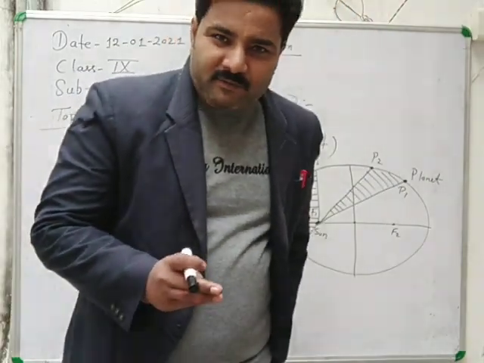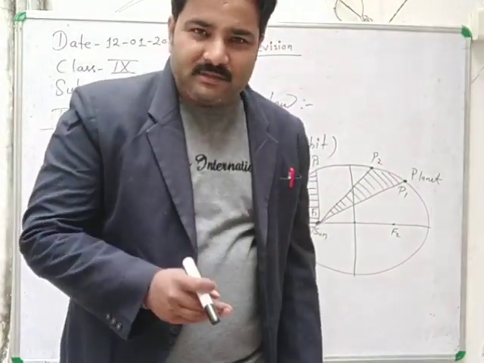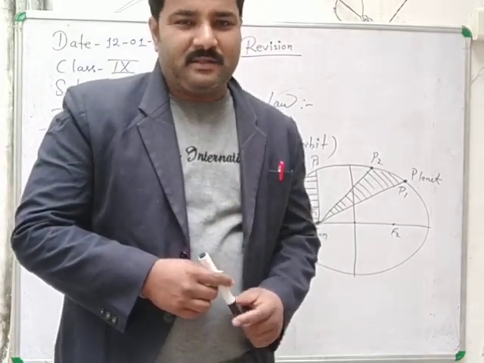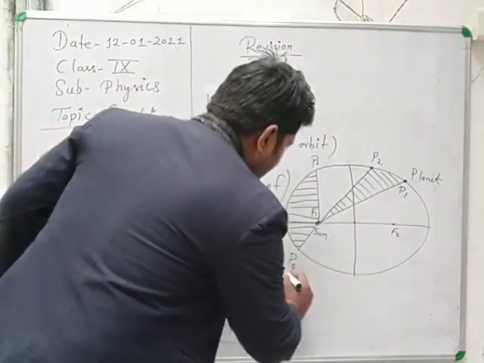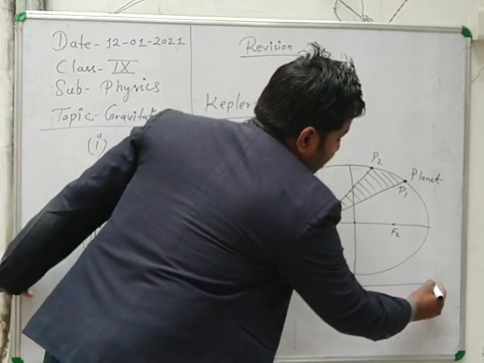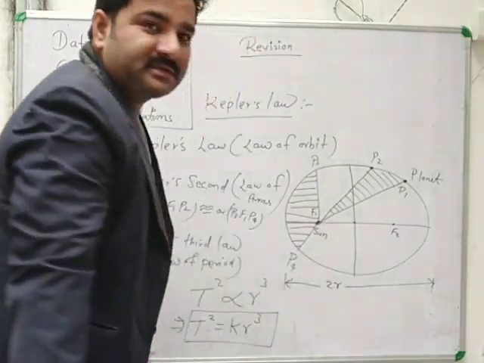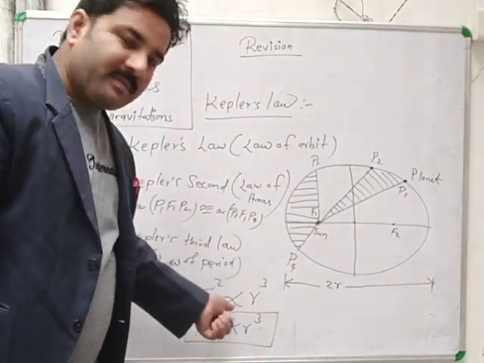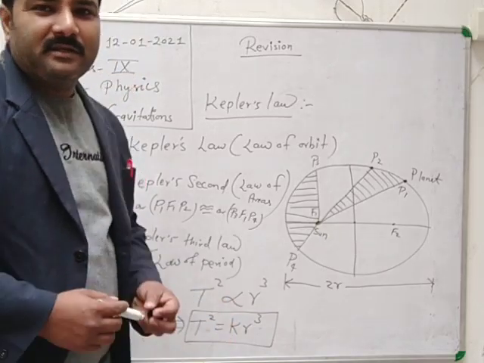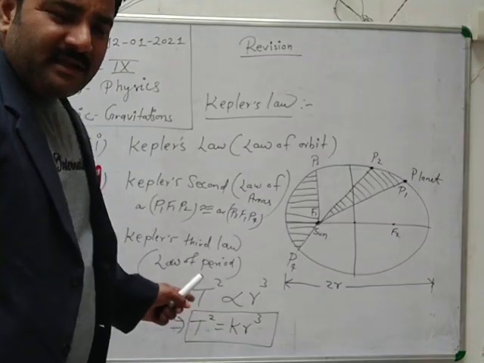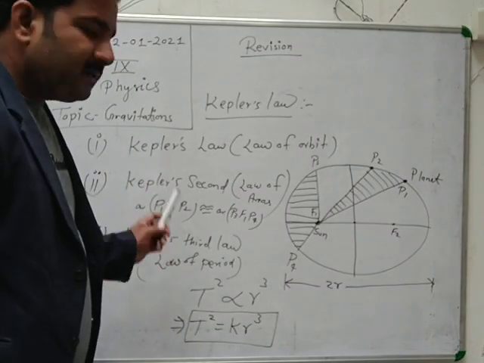The square of the time period of revolution of a planet around the sun is directly proportional to the cube of the semi major axis. Yes, semi major axis means half of the major axis. This is the concept of the major axis, and when we take half of this, 2r, then it will be what? r. So whenever the proportional symbol is replaced, then the constant K is used. Clear? So this is the very easy concept of Kepler's law, either first law or second law or third law.